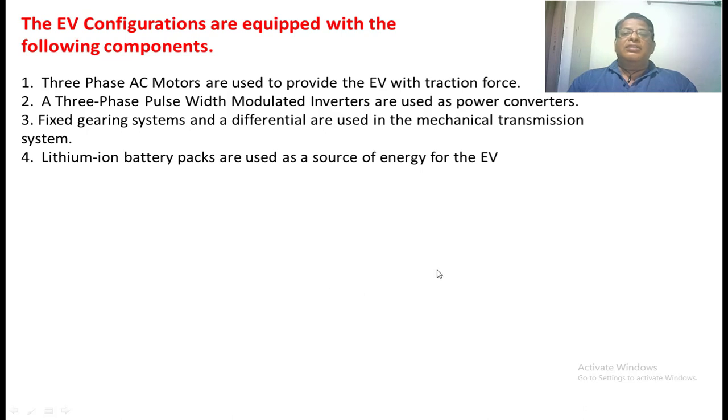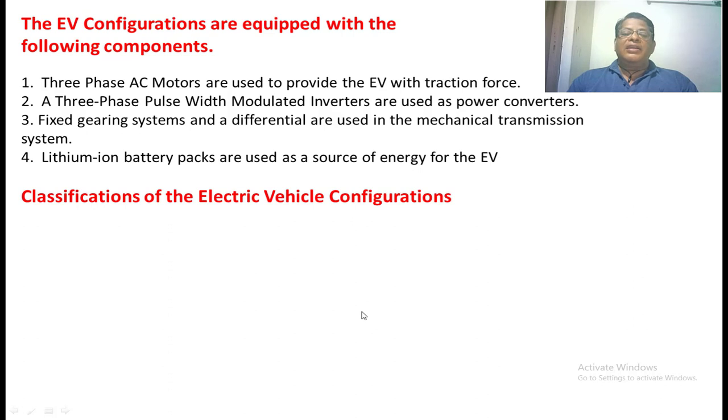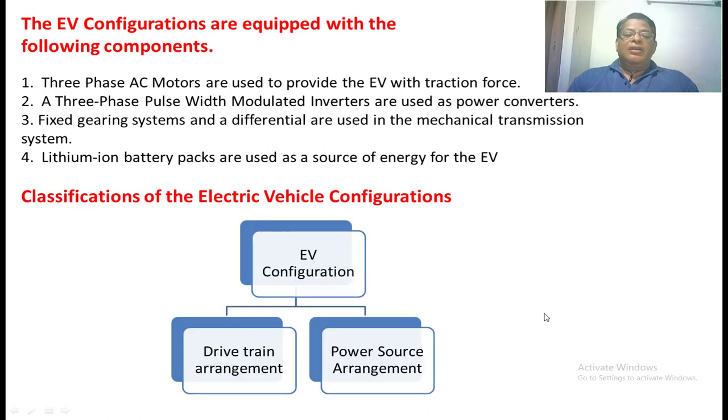And one more thing is the battery. It is very important, also costly. Generally nowadays we use the lithium ion battery pack. Now, classifications of electrical vehicle configurations. How are we going to arrange these components in an electrical vehicle so that we can get different benefits from it? These configurations are proposed by the manufacturers as well as the designers of EVs.